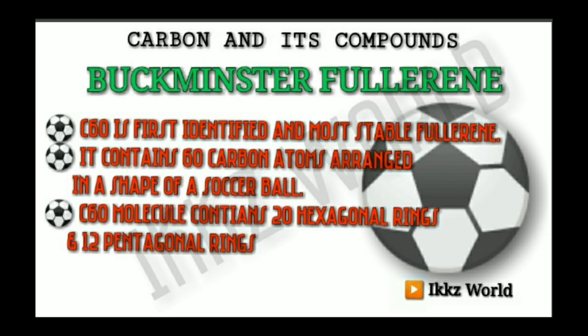The first identified and the most stable among these fullerenes is Buckminster fullerene or fullerene C60 molecule. It contains 60 carbon atoms arranged in a caged shape, or in the shape of a soccer ball or football. That's why it's sometimes also known as buckyball. The fullerene C60 molecule contains 20 six-membered hexagonal rings and 12 five-membered pentagonal rings.